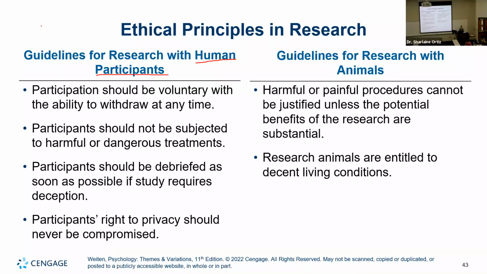One of the main characteristics when it comes to human participants is that your participation should be voluntary. It has to be voluntary. Not only that, you must have the ability to withdraw at any time. And that applies for any sort of research you can ever think of: mental health, engineering, nursing, medical. That participant should know that their participation is voluntary and that they have the ability to withdraw at any time.